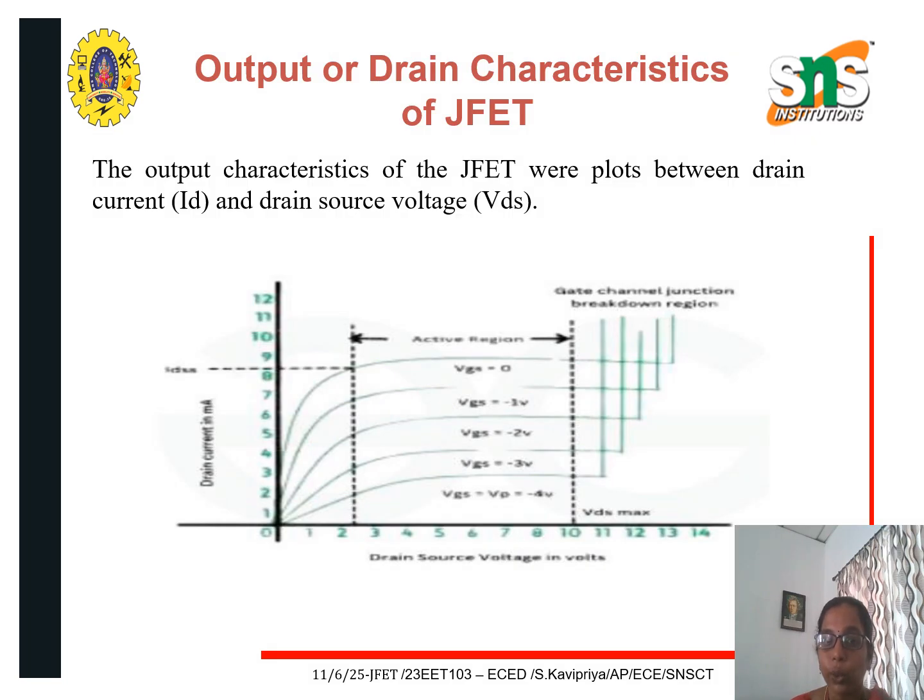And we have two characteristics for JFET. One is the output or drain characteristics and the other one is the transfer characteristics. So the first one is the drain or output characteristics, which is a graph drawn between the drain source voltage VDS and the drain current ID, keeping VGS constant. VGS is nothing but the voltage that is available across the gate and the source.